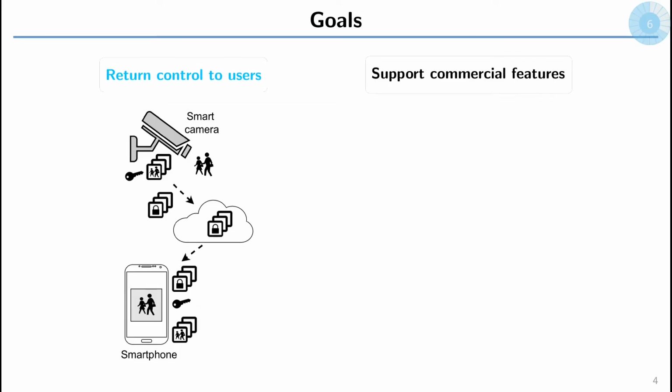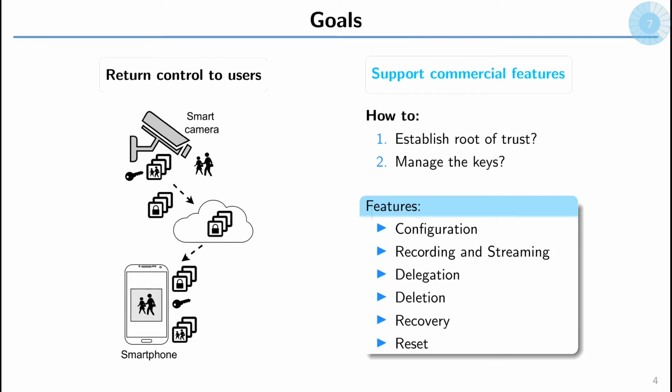For instance, if we want to return control to users, we would like to use end-to-end encryption in our system. If we do so, we are effectively returning control to users, as owners are the only ones able to access the videos. However, using end-to-end encryption introduces new questions and challenges, such as how do we establish a root of trust between devices in such a setting where we can only trust the owner and no one else? And also, how do we manage all those encryption keys, especially to support commercial features such as delegation? So now we are going to focus on those two main issues.